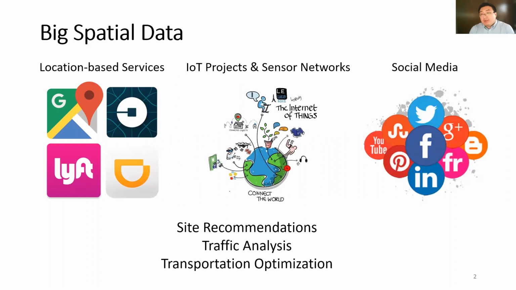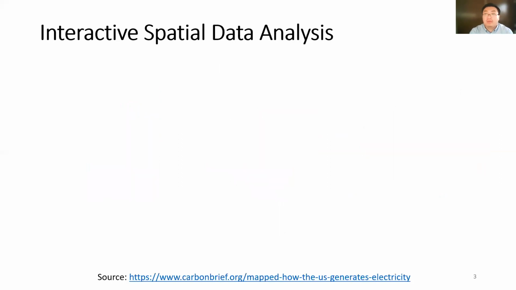With the wide adoption of mobile devices and IoT sensors, big spatial data has become ubiquitous. These data may come from your favorite map app or ride-sharing app, IoT devices, or even social media. These data turn out to be very useful in a lot of applications, ranging from traffic analysis and transportation optimization to personalized site recommendations.